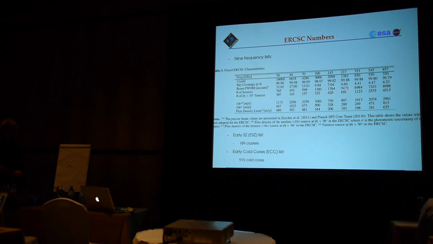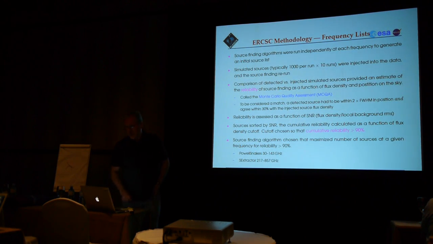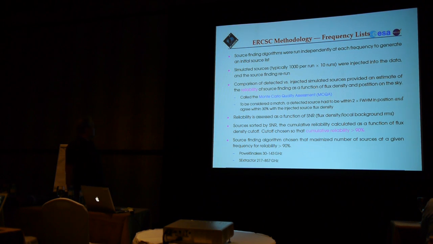Here is an interesting entry: the number of sources being released, from a few hundred per band at low frequency, growing through 1,000 to 9,000 at high frequency at 857, and flux limits that were reached in work. The early Sunyaev-Zeldovich catalog contains 189 clusters. I'll show where they are and what they look like. The early cold cores catalog has 915 cold cores, and we'll talk about that a little later as well.